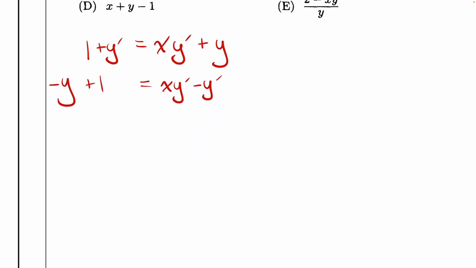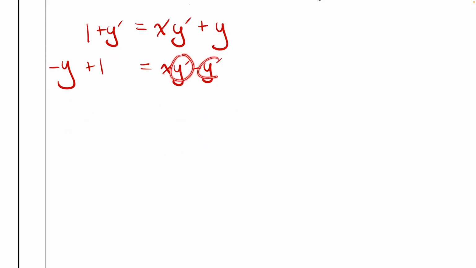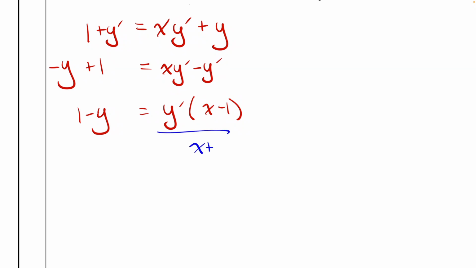Okay, so far so good. We have two y primes. We want one y prime. The way we do that is by factoring out a y prime. X minus 1 is left over, and that's equaling 1 minus y over here on the left. All right, from here I'm going to divide both sides by x minus 1, and that's going to give me y prime is equal to 1 minus y all over x minus 1.